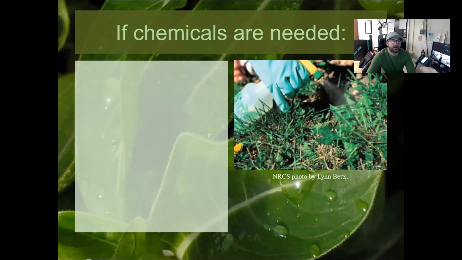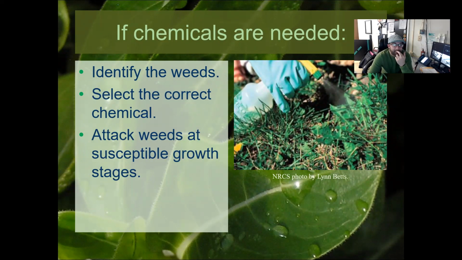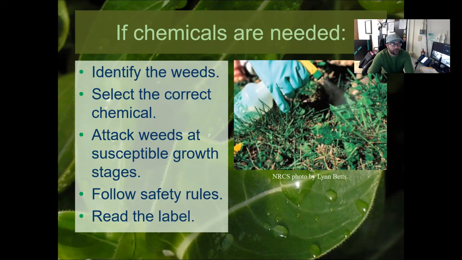So if chemicals are needed, identify the weeds, select the correct chemical, attack weeds at susceptible growth stages, follow safety rules, and always read the label. Identification of the weed is crucial here, because if you identify the wrong weed, you might buy a product that isn't for it. If you're buying a selective type of product, you definitely want to know what it's identified as. And if you can't identify it, take a picture of it and send it to your salesperson from that fertilizer or pesticide company, because they typically will be able to identify it and get you on your way.